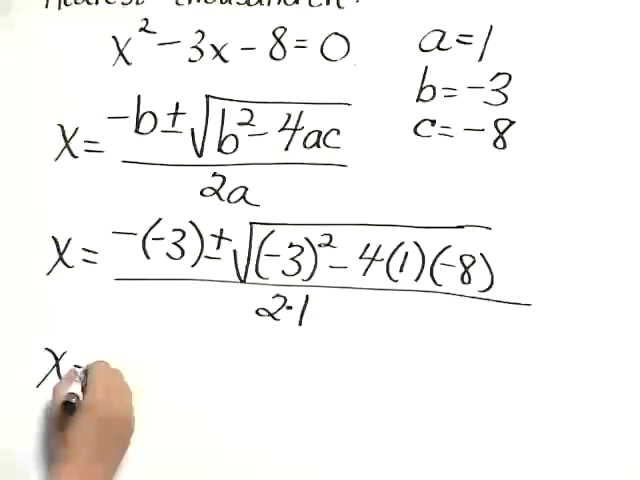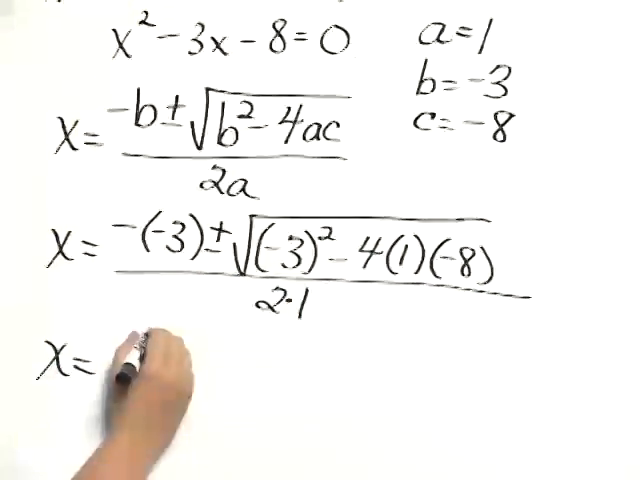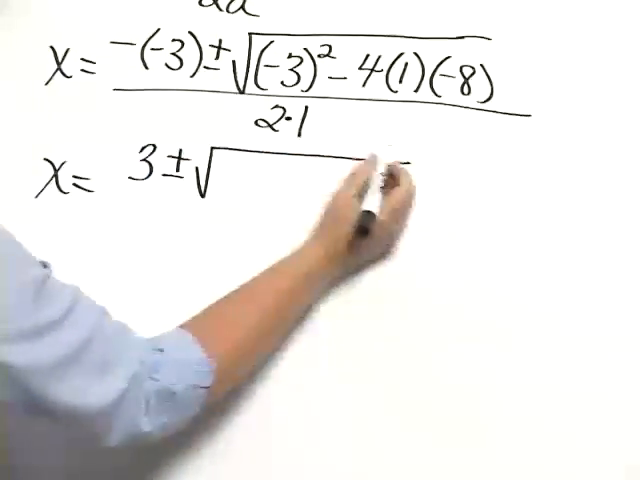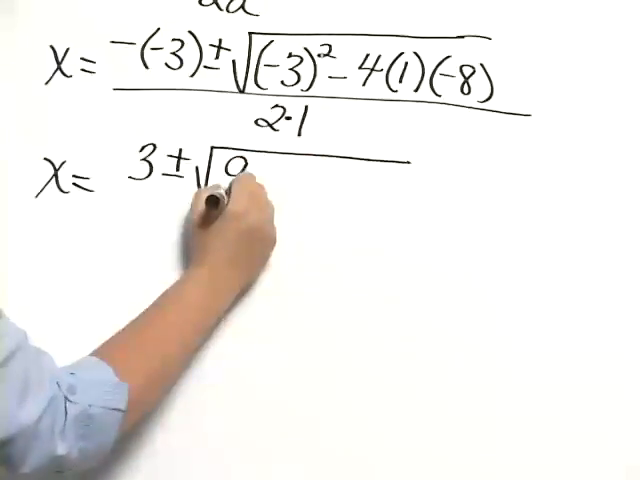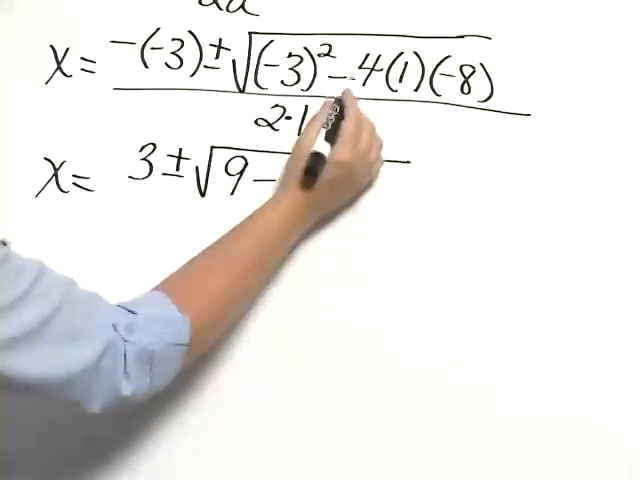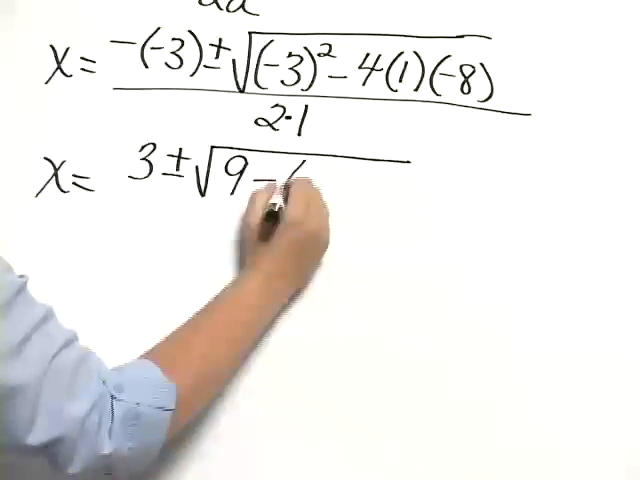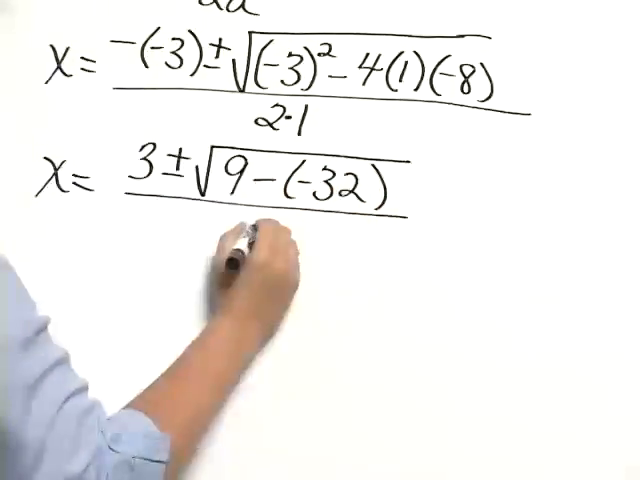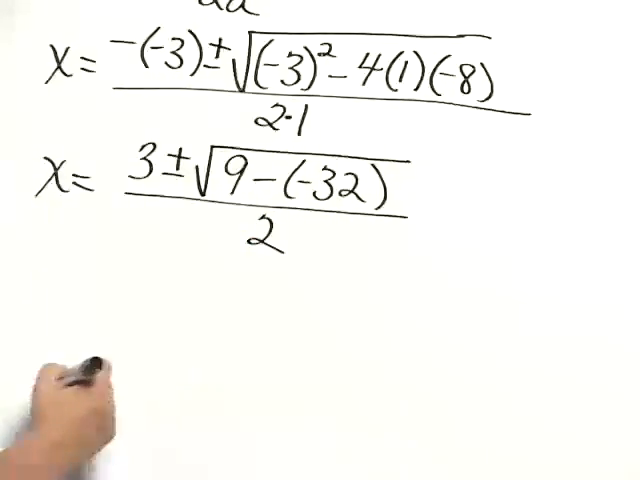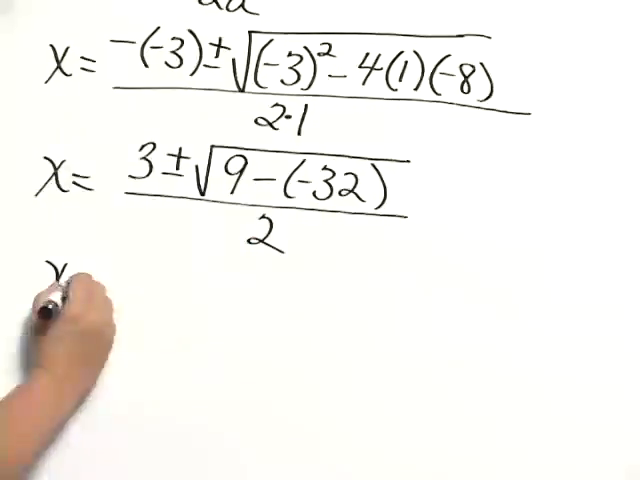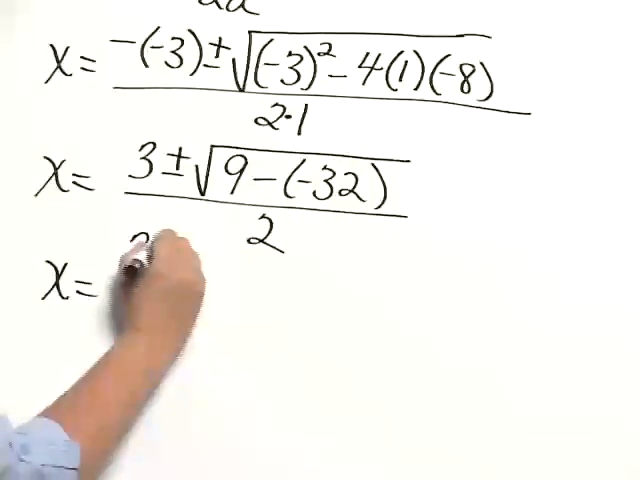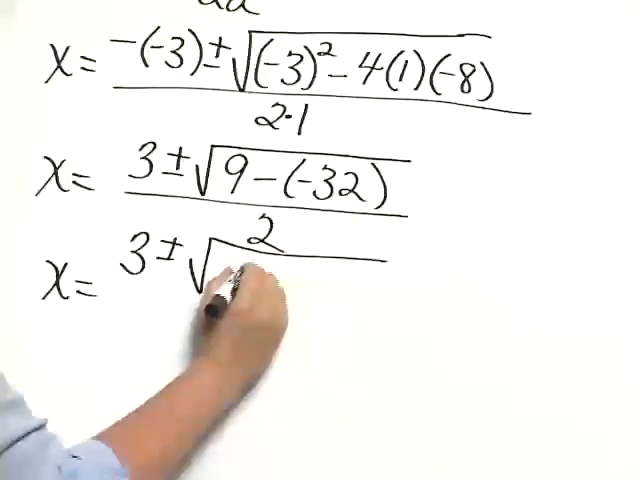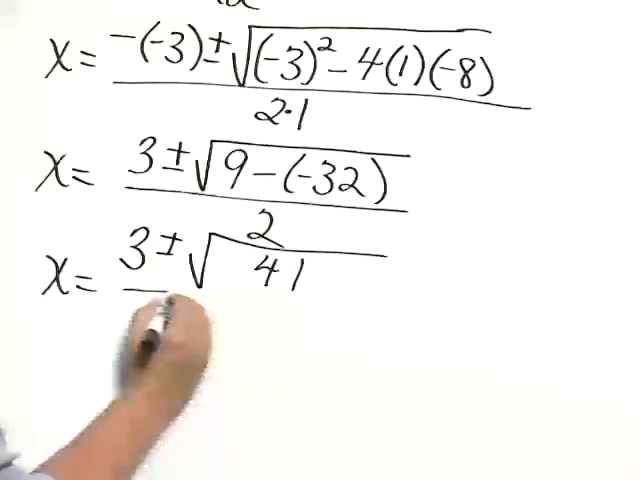Simplifying then, we have x equals the opposite of negative 3 is 3, plus or minus the square root of negative 3 squared is 9, minus 4 times 1 times negative 8 would be negative 32. And all of that is over 2. We can simplify a little further. We have x equals 3 plus or minus the square root of 9 plus 32, which is 41, all over 2.